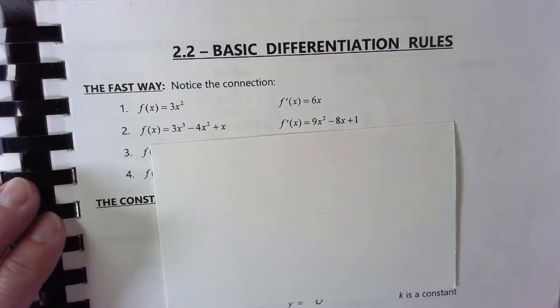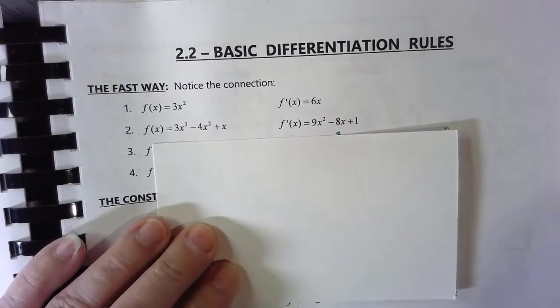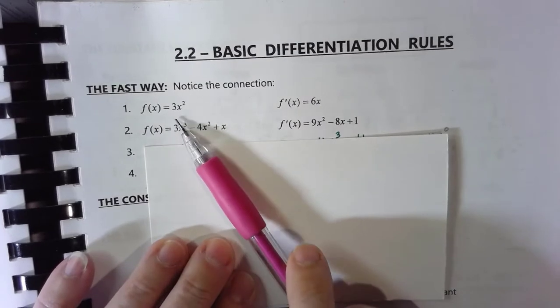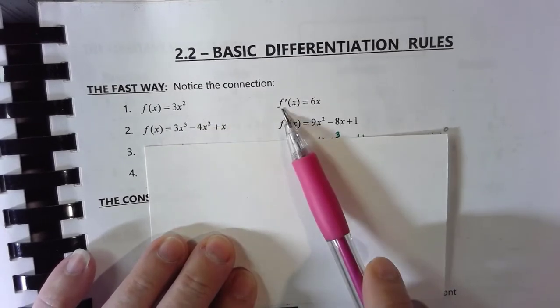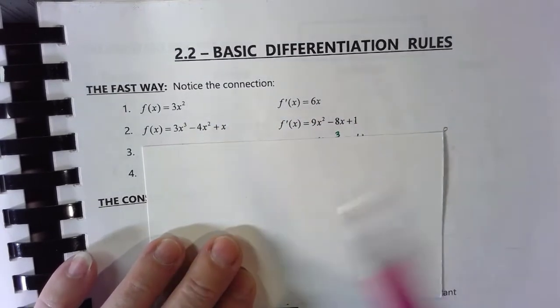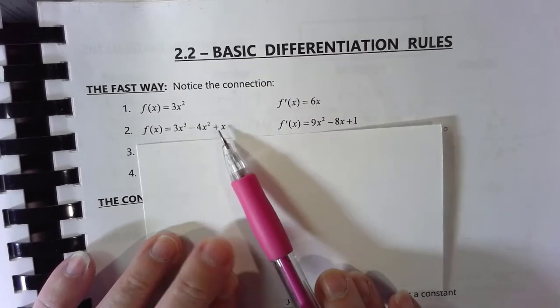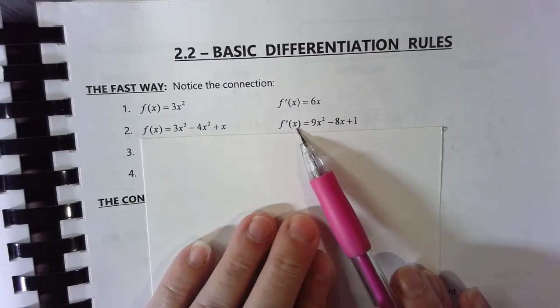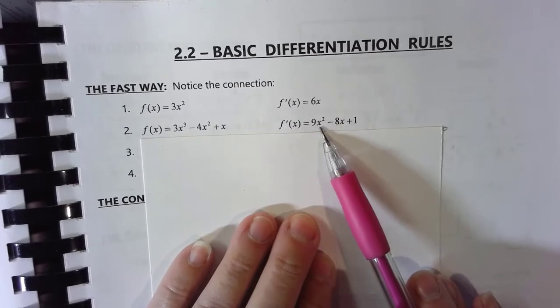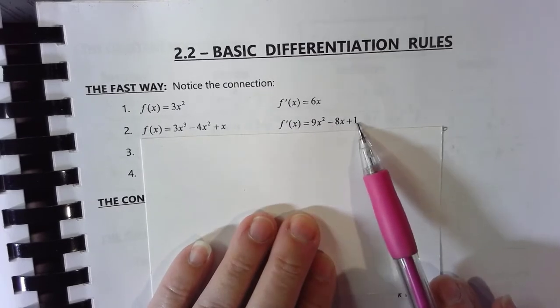Basic differentiation rules. All right, notice the connection. If f of x is 3x squared, then f prime of x is 6x. If f of x is 3x to the third minus 4x squared plus x, then f prime of x is 9x squared minus 8x plus 1.